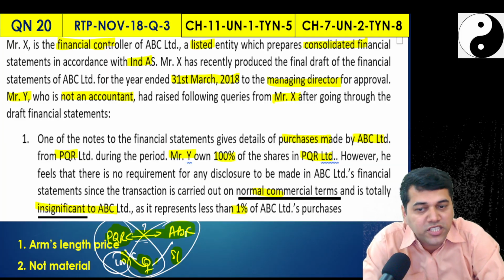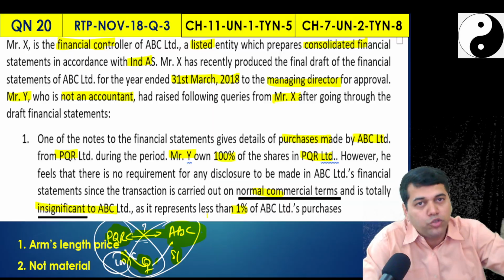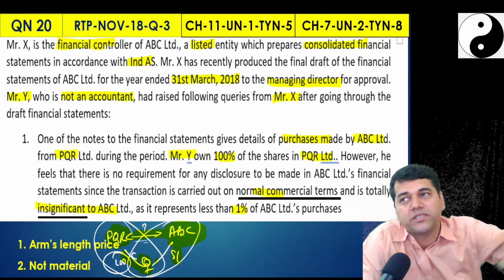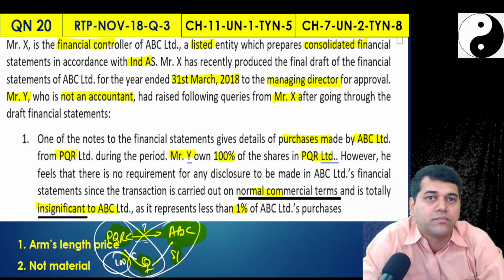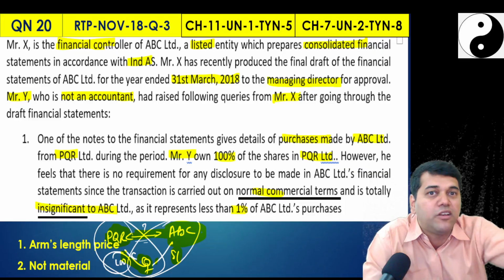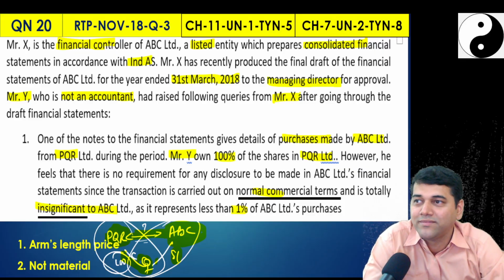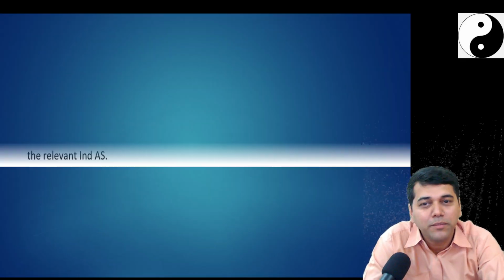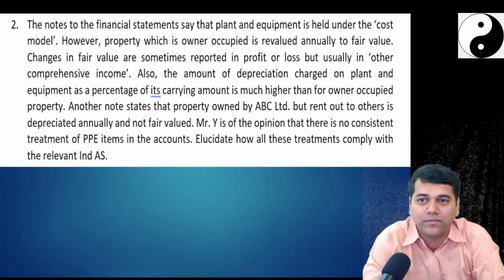So in the financial statements of ABC, they have to disclose how much sale or purchase has been done with that related party. The managing director is telling them not to give this because his name will come now. Maybe he is not okay with it.